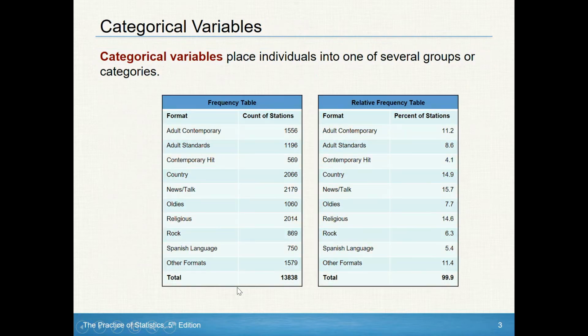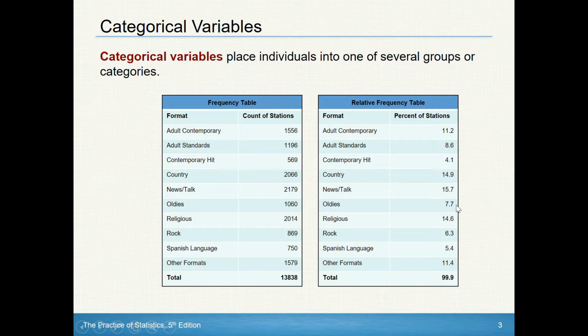So when we have categorical data, we know that it's when we respond to a question with a word. All right. So in this particular case, we are looking at what type of music does the radio station play. We have adult contemporary, adult standards, all the way through with all these different options here. So when we look at them, we have to think to ourselves, okay, well, we could look at them as frequencies, meaning counts, or we could look at them as relative frequencies, which puts them into percentages.